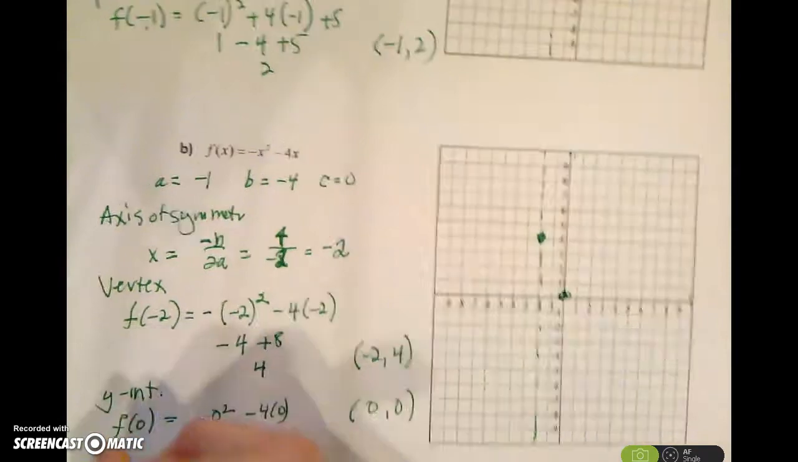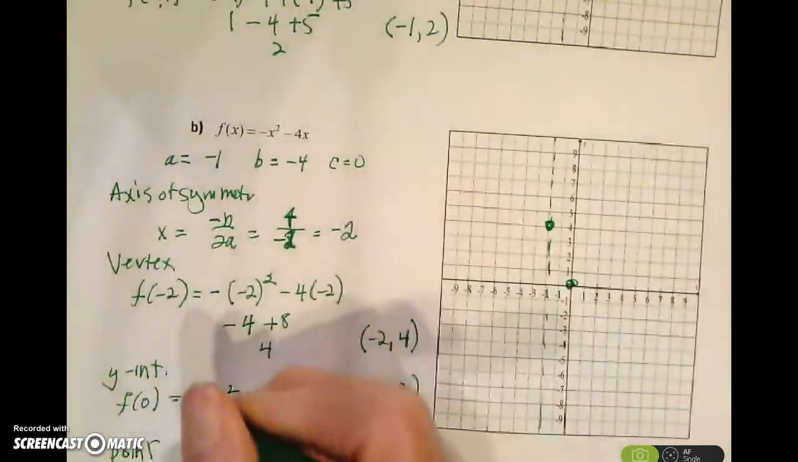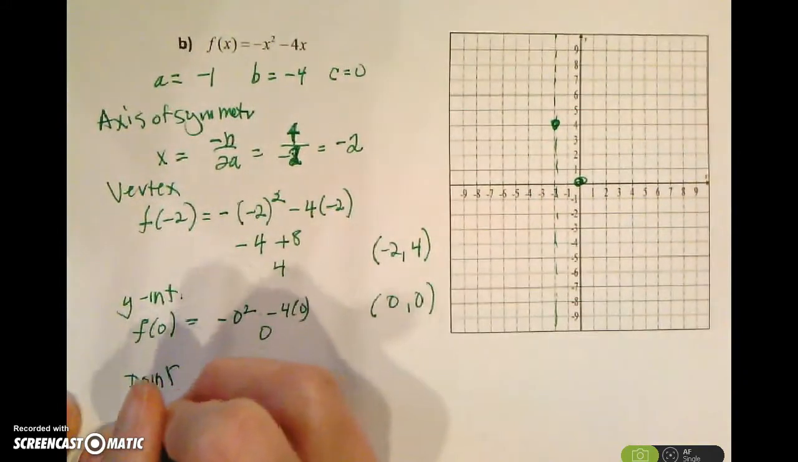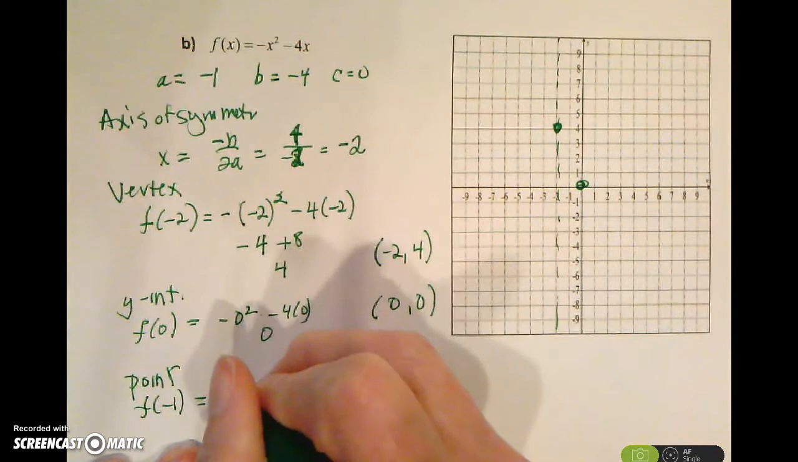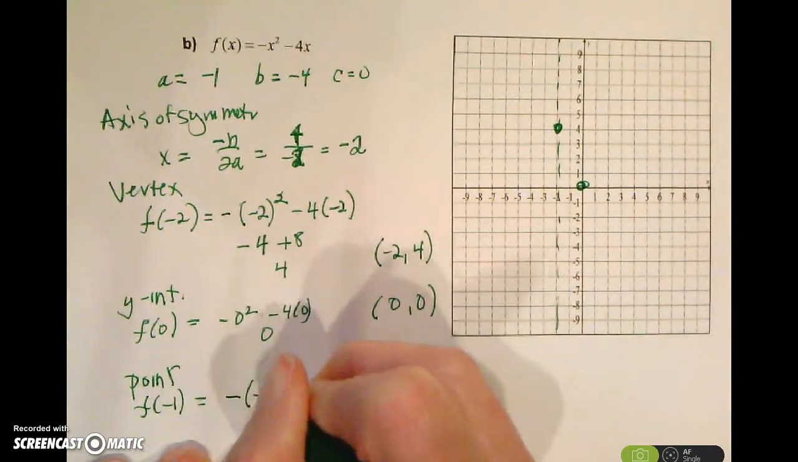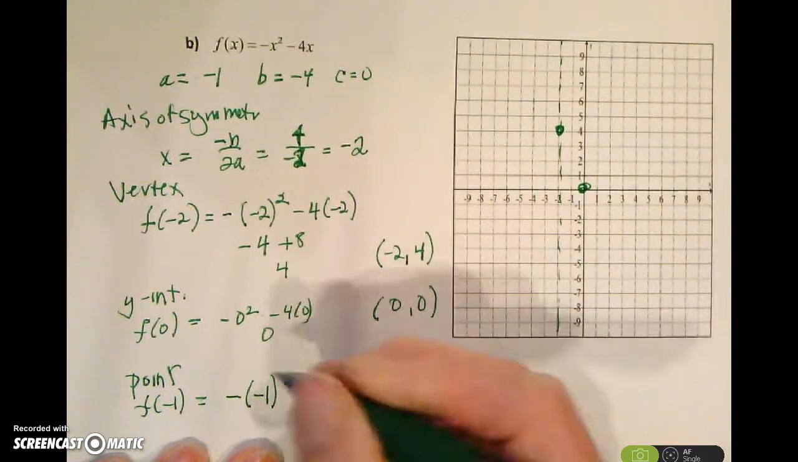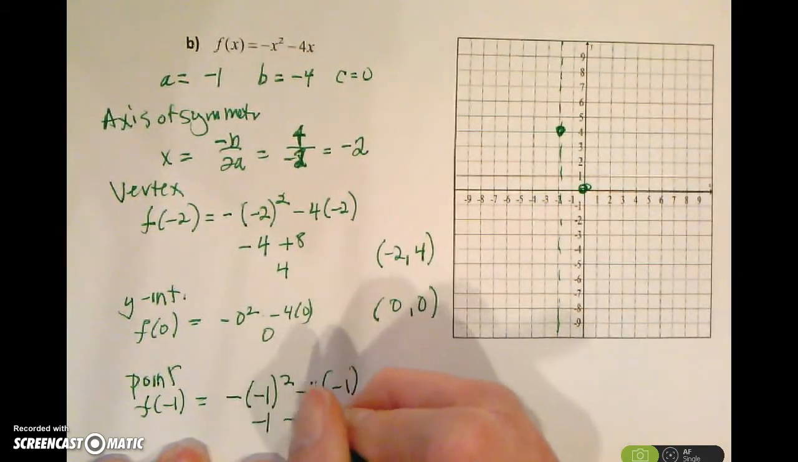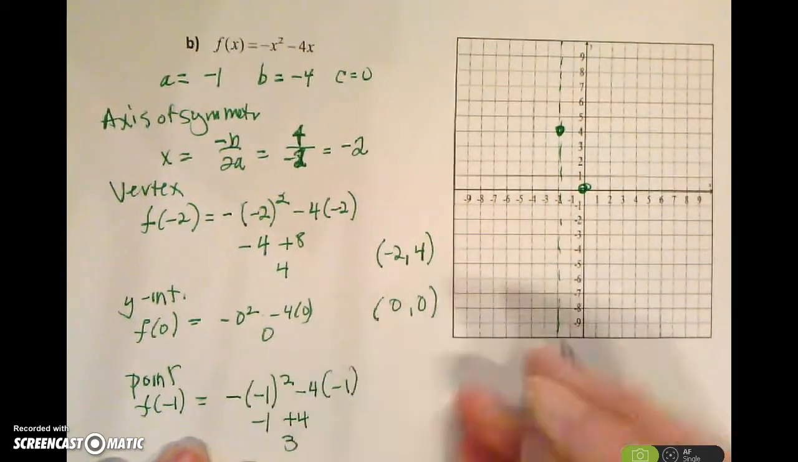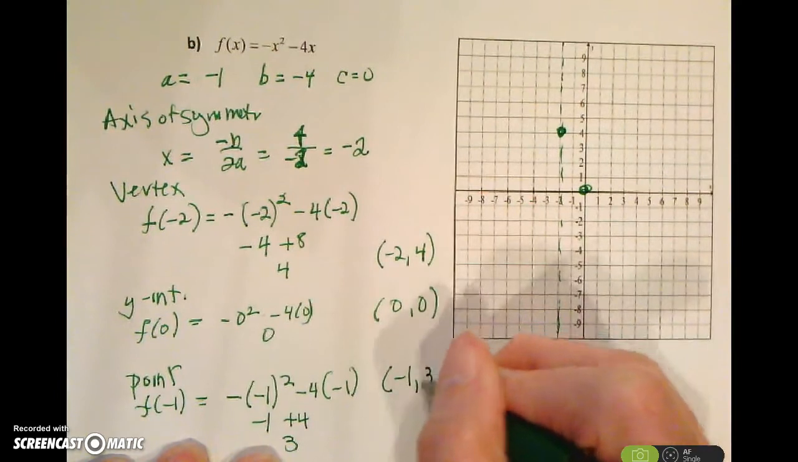One more point, we'll calculate then. We will do f of negative 1, and that's going to give us, again, the negative of negative 1 squared minus 4 times negative 1. So it's positive 1, this makes it negative 1, and then plus 4, which is going to be 3. So our point's going to be negative 1, 3.